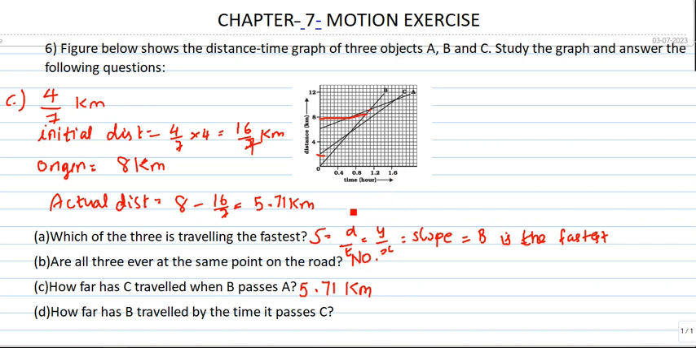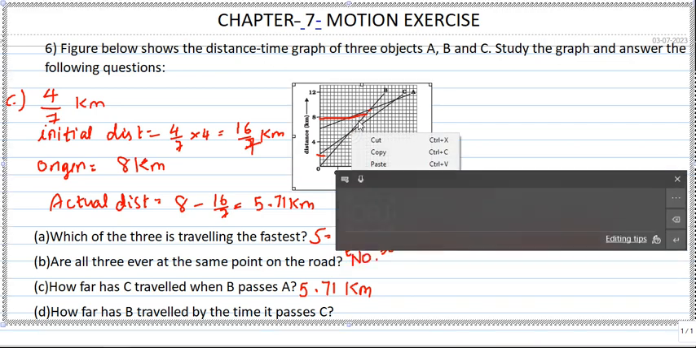So what is the next question? How far has B travelled by the time it passes C? Where is the point where B passes C? This is B line and this is C line. So this is the point.